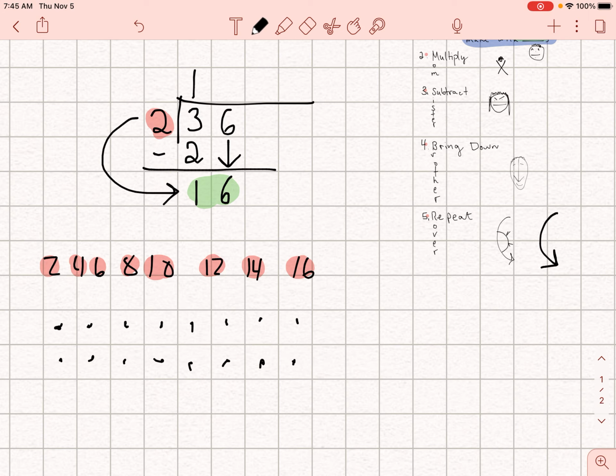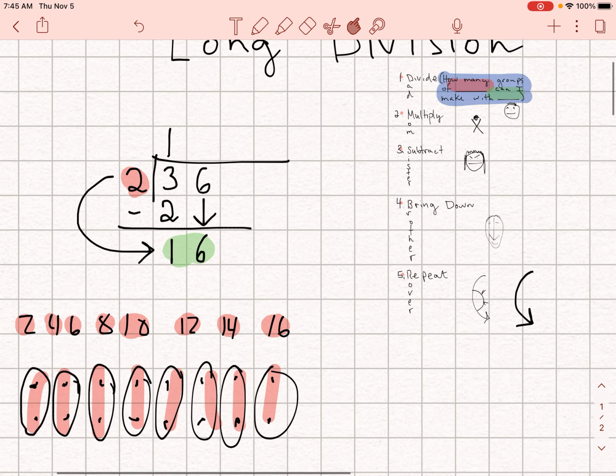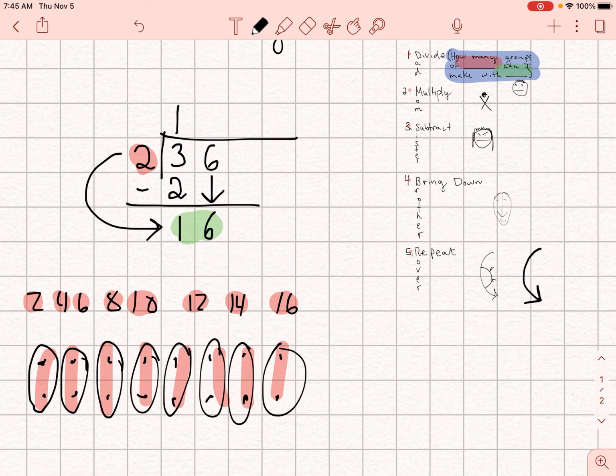All right. I could draw this and I could make groups of 2. Can I make a group of 2? Yes, I can. Can I make another group? Yeah. Can I make another group? Yes. And another, and another, and another. How many groups did I make? I made 1, 2, 3, 4, 5, 6, 7, 8. Before we figure our answer, we write it down on top. I made 8 groups.